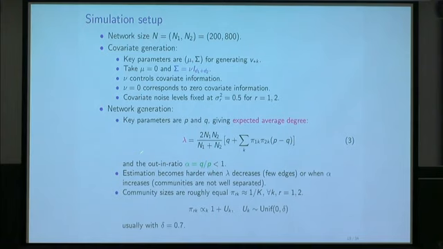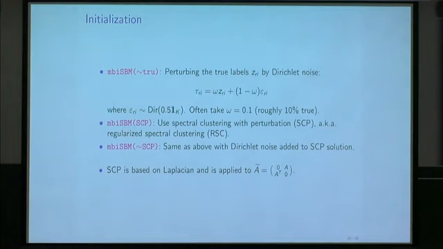And the key parameters in the network generation are P and Q. Usually people normalize by some form of degree that determines the hardness of the problem. So we normalize by the expected overall degree, which we call lambda, and then this out-in ratio alpha we usually set to be fixed. So the smaller the lambda, the sparser the network, the more difficult the problem. And the community sizes are roughly equal for this simulation.